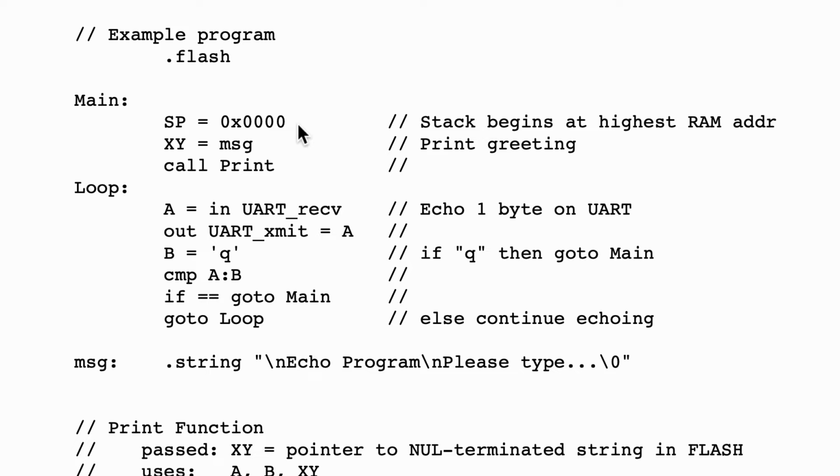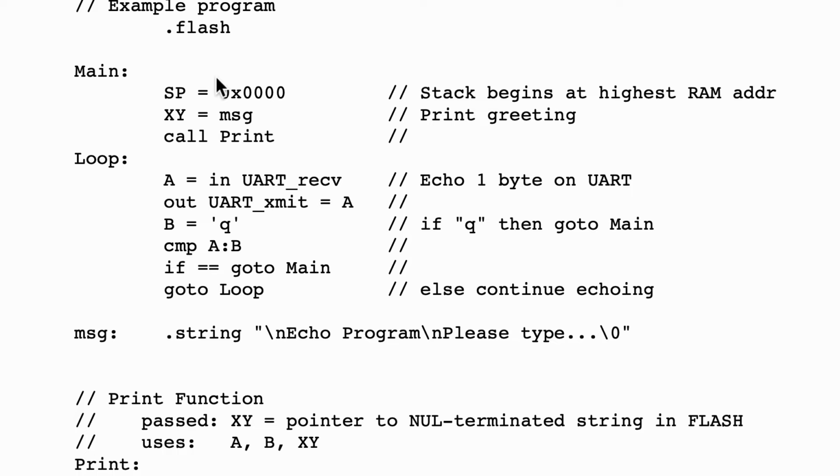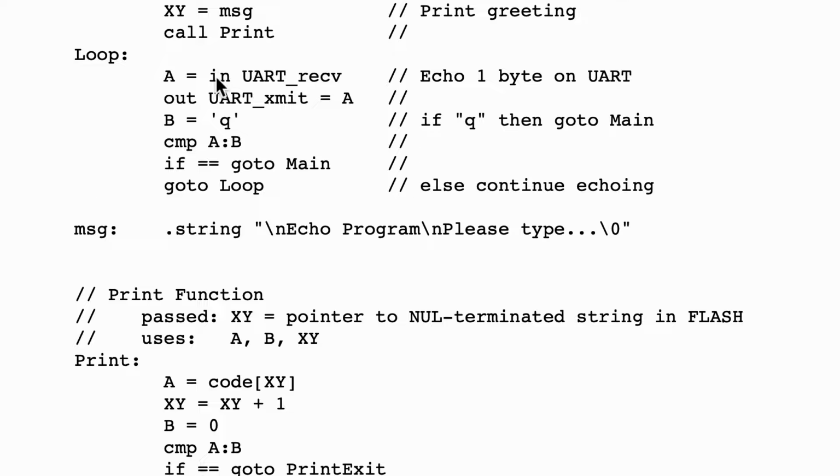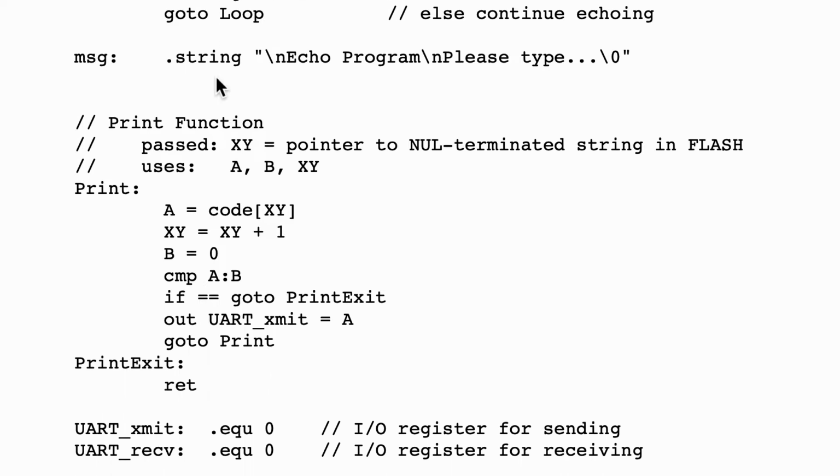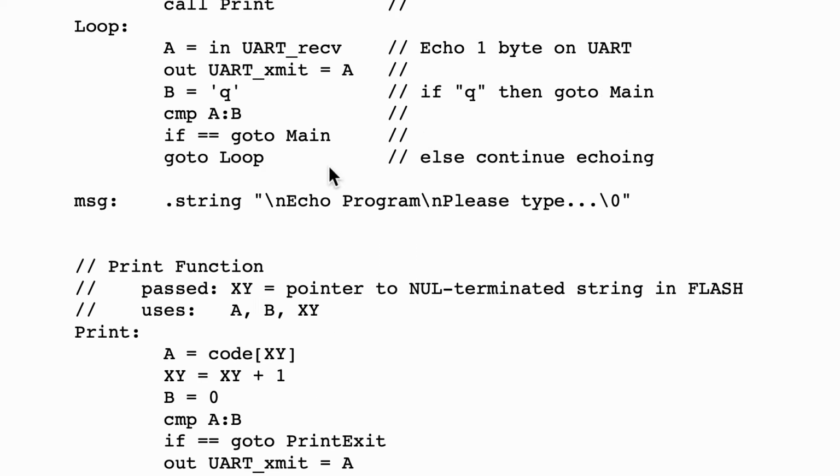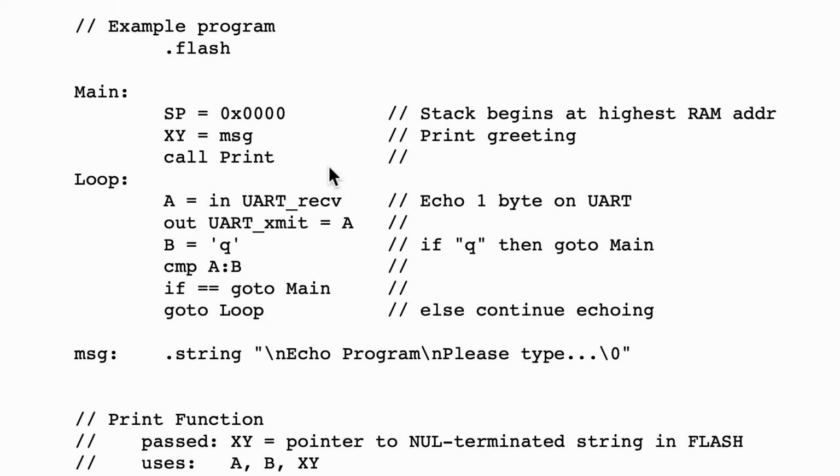We've also got something called assembler directives, and you can tell those because they begin with a period or a dot. So we see 3 of those in this program: .flash, .string, and at the end we see a .equ or equate. And so let's go through this thing line by line and see what it does.